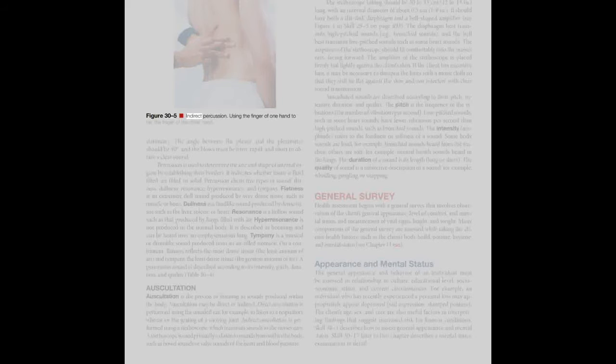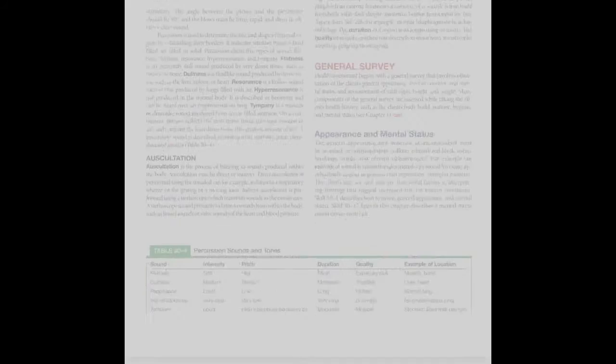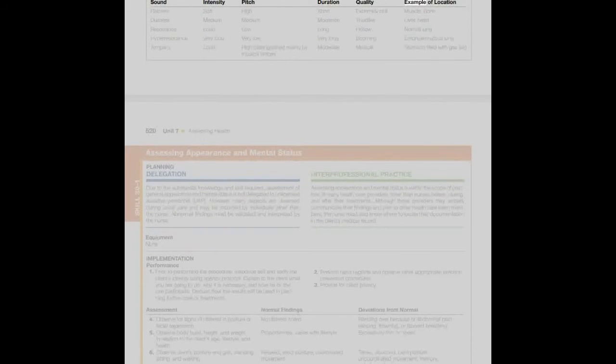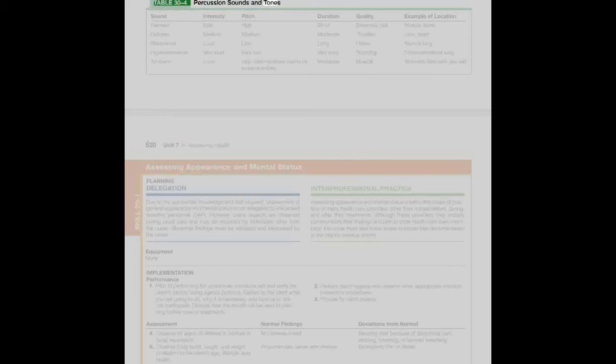Figure 30-5. Indirect percussion. Using the finger of one hand to tap the finger of the other hand. Sound intensity, pitch, duration, quality. Example of location: flatness, soft, high, short, extremely dull, muscle, bone. Dullness, medium, medium, moderate, thud-like, liver, heart. Resonance: loud, low, long, hollow, normal, lung. Hyperresonance: very loud, very low, very long, booming, emphysematous lung. Tympany: loud, high, distinguished mainly by musical timbre, moderate, musical, stomach filled with gas, air. Table 30-4. Percussion sounds and tones.